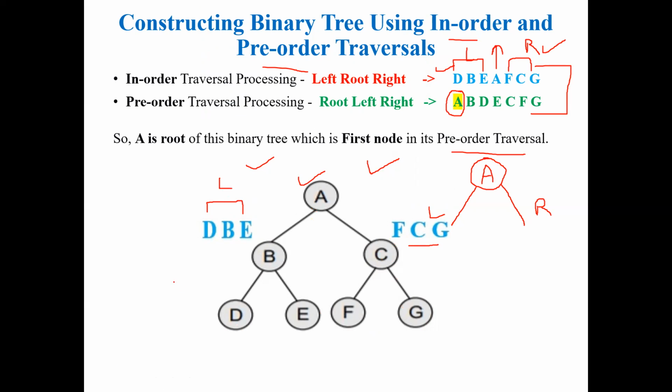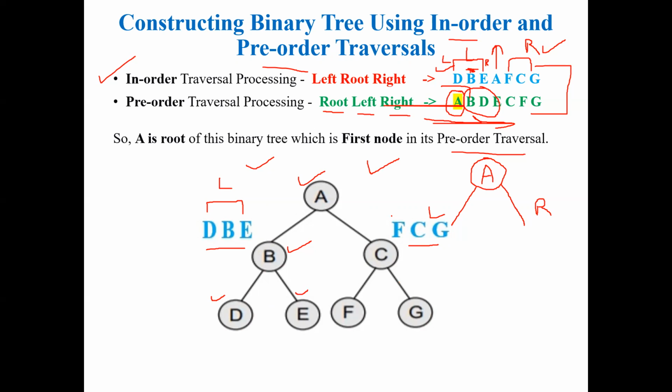Out of D, B, and E, which one will be the root node? How is it decided? Again, we have to go back to the pre-order traversal. Out of these three nodes, which one comes first? That will be the root node because of this rule: the root is processed first, then the left, and then the right part. Out of B, D, and E, B comes first, so it will be the root node. That's why B comes here as the root node. Then we again identify which one is the left and right part of B. We go to the in-order traversal and see that D is the left part and E is the right part of node B. So D comes on the left side and E comes on the right side.